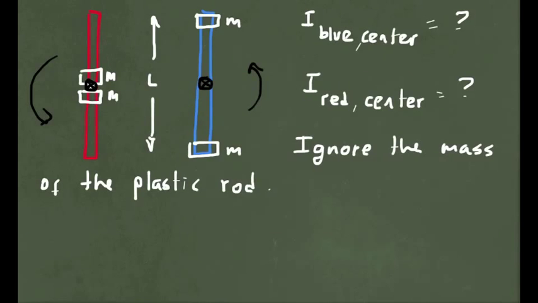Please calculate the moment of inertia of the blue rod with respect to the center and the moment of inertia of the red rod with respect to the center. Leave the calculation in terms of M and L, and then go to Allspace and select the correct answer.